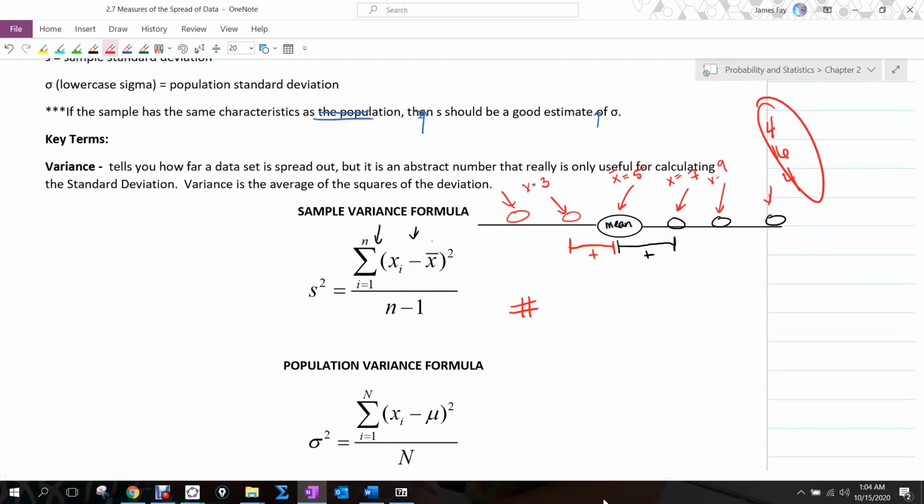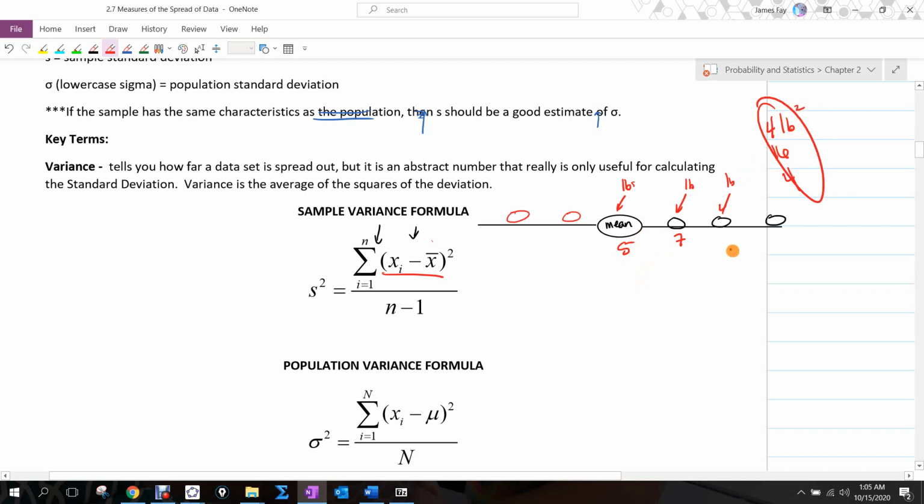So think about what's going on here. Let's go back to the situation where we're calculating the weights of students in this class. The mean here would be in pounds, and each individual data point would be in pounds. But when I do this work, because we're trying to make those deviations positive, we square things. So when I go 7 pounds minus that 5 pounds, I get 2 pounds, but when I square that, I get 4 pounds squared.